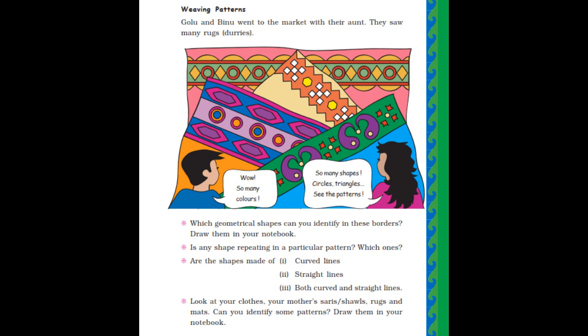Now children, which geometrical shapes do you find in the borders? Circles, hexagon, then square, then parallelogram, concentric circles, and etc. So you draw them. Is any shape repeating in a particular pattern? Which ones? Now some shapes are repeating in some pattern. We can say circles are repeated. Are the shapes made of curved lines, straight lines, or both curved and straight lines? They are made of curved and straight lines.